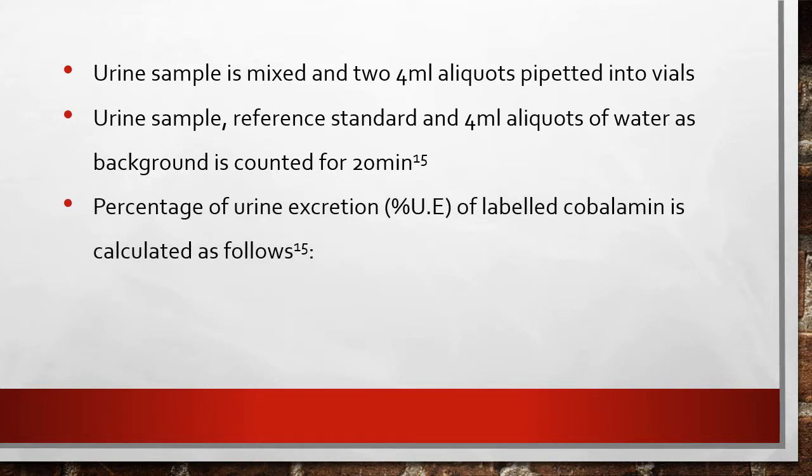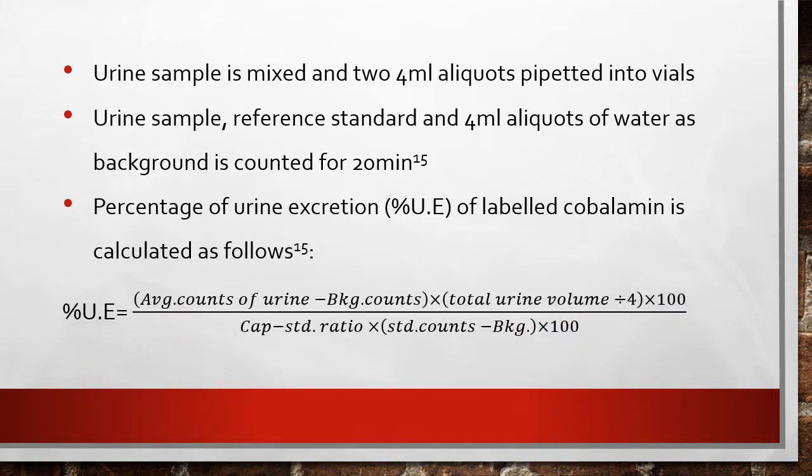The percent of urine excretion of labeled cobalamin is calculated as follows. The percent of urine excretion is equal to the average counts of urine minus the background counts, multiplied by the total urine volume divided by 4, multiplied by 100, which is then divided by the capsule standard ratio multiplied by the standard counts minus background times 100.